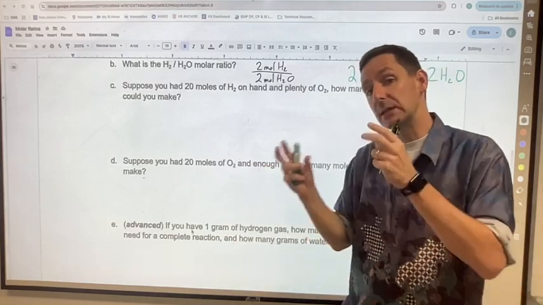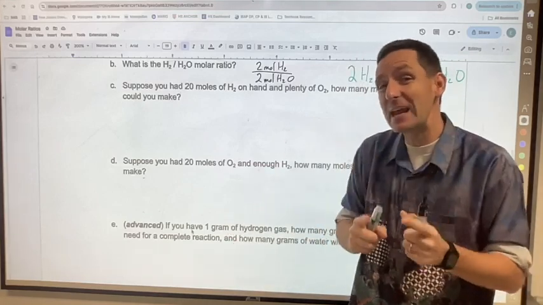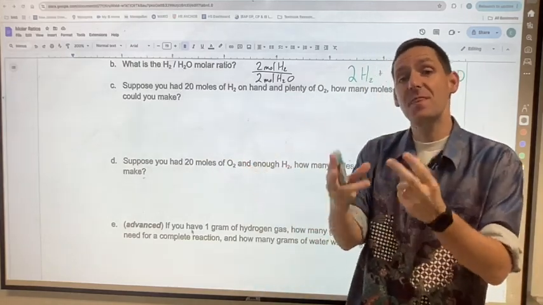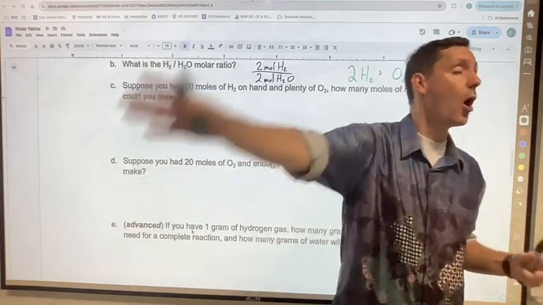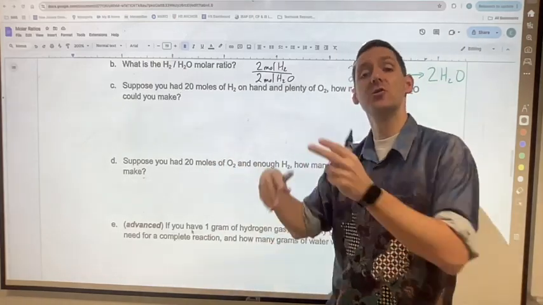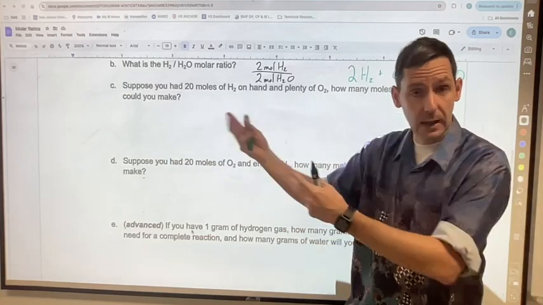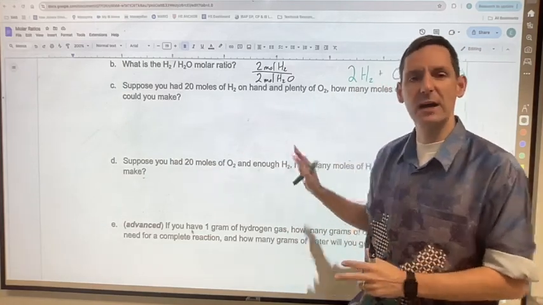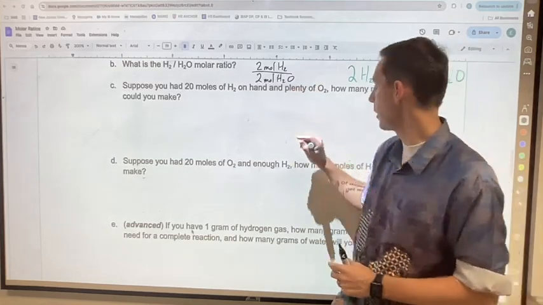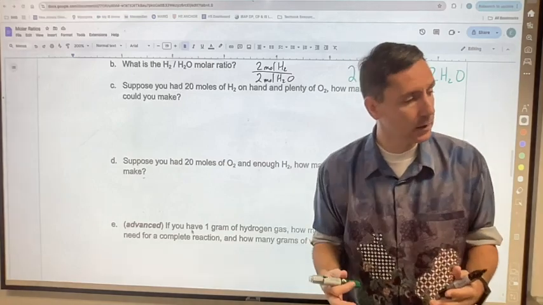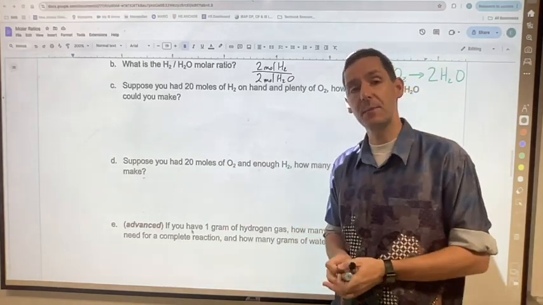What is important, what will limit my reaction, the limiting reagent, is the hydrogen. However much hydrogen I have, that is then going to react with all of the oxygen in the air to then give me whatever water I end up with based off of how much hydrogen I start with. So that's why it's saying I have plenty of O2. All right? How many moles of H2O could you make? So the question then is, how much water can I make from that?